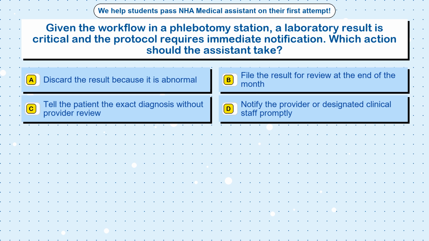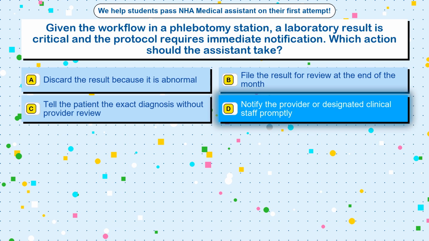Question 31. Given the workflow in a phlebotomy station, a laboratory result is critical and the protocol requires immediate notification. Which action should the assistant take? Option A, discard the result because it is abnormal. Option B, file the result for review at the end of the month. Option C, tell the patient the exact diagnosis without provider review. Option D, notify the provider or designated clinical staff promptly.